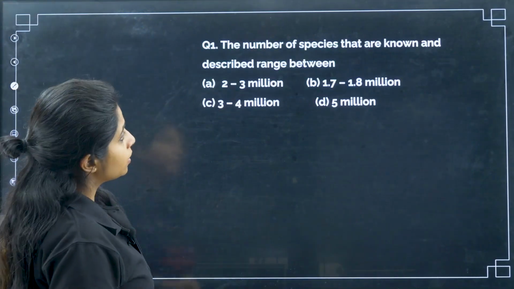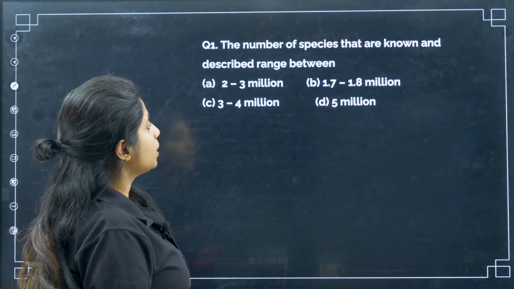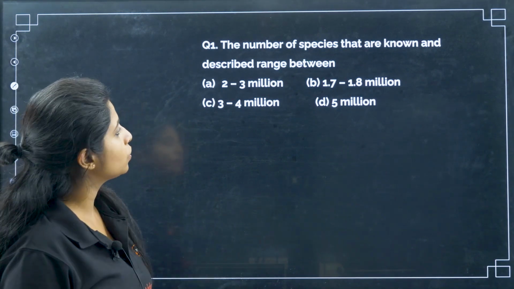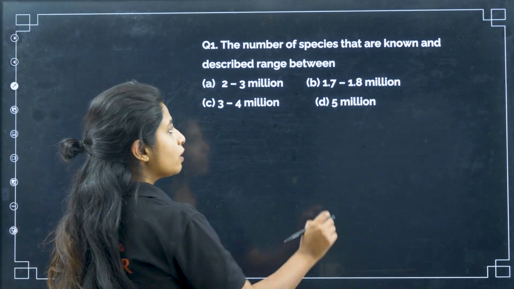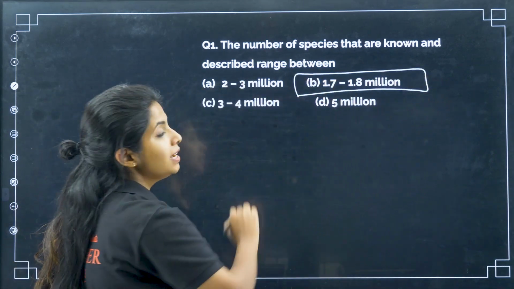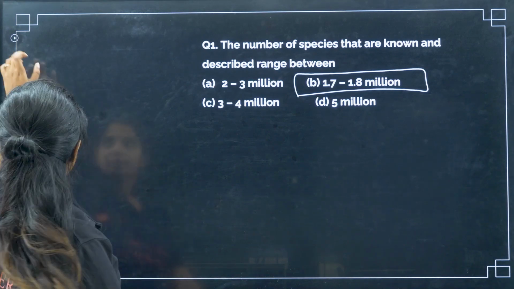Now the first question: the number of species that are known and described range between 2 to 3 million, 1.7 to 1.8 billion, 3 to 4 million, and 5 million. What is the answer? It's a straight question, so this is a straight answer as well. It is 1.7 to 1.8 million, okay?